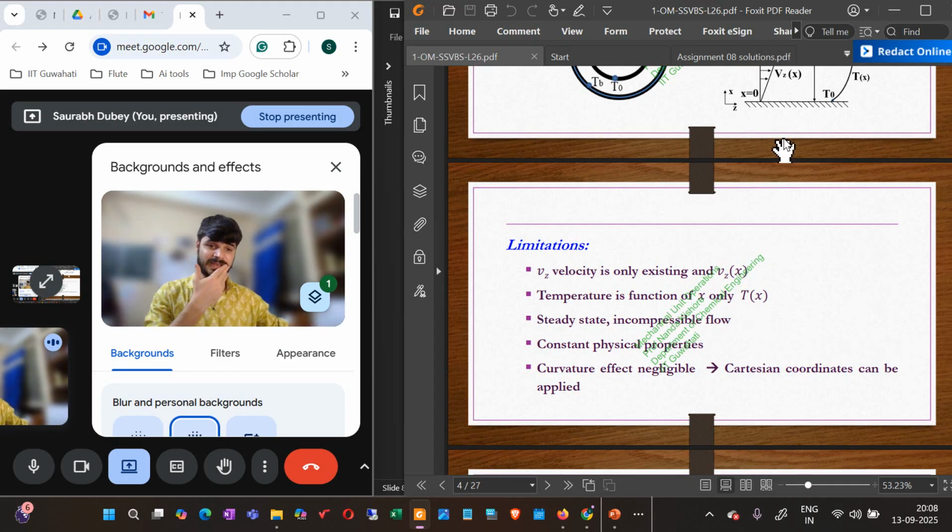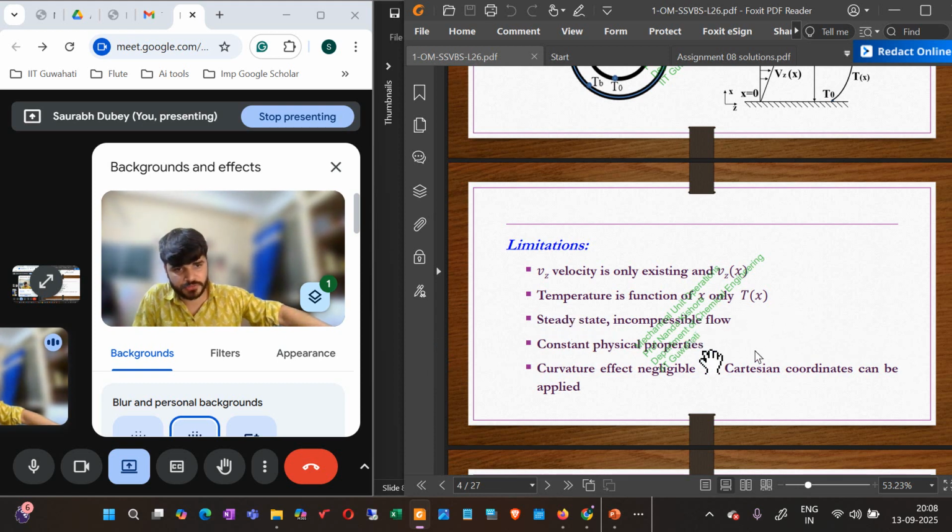So here only the Vz velocity exists, and it is a function of x. Temperature is a function of x. Steady state incompressible flow you are considering, so del by del t you are taking to be 0, and density changes to be 0, so divergence of v equals 0. Constant physical properties: viscosity, density, thermal conductivity are not changing with temperature.